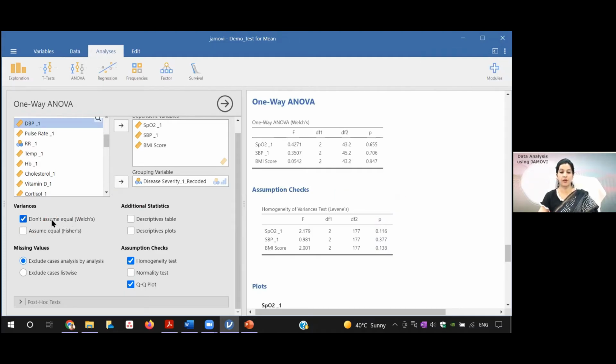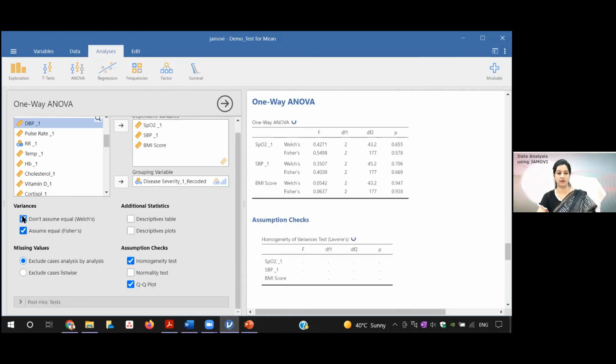By default, it comes as don't assume, because it is difficult to get this assumption true most of the time. Because we have modified the data also, when you will actually be doing it, many a time you will find that in case of an independent sample and in case of a one-way ANOVA also, you will not meet this variance. So don't worry for that. You just have to report the no Welch one. So I have clicked this and I have unchecked this.